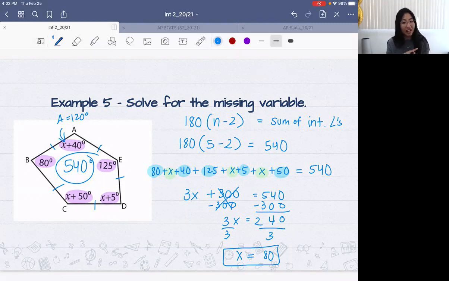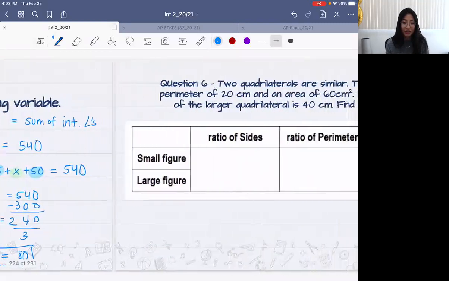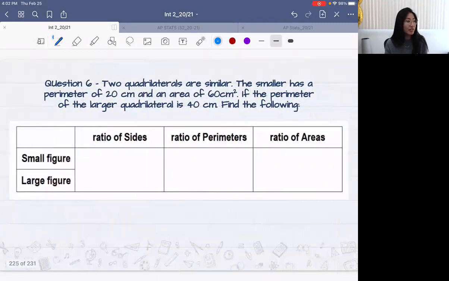And we are actually on to our last example, which is example 6. And then you guys will start your questions in a bit. All right, question number 6 is similar to last week's lesson, the last day of last week. But question 6 says, 2 quadrilaterals are similar. Quadrilaterals are like, let's say, squares or rectangles. And we have 2 of them. So one probably grew to become the other. The smaller has a perimeter of 20 centimeters and an area of 60 centimeters squared. If the perimeter of the larger quadrilateral is 40 centimeters, find the following.